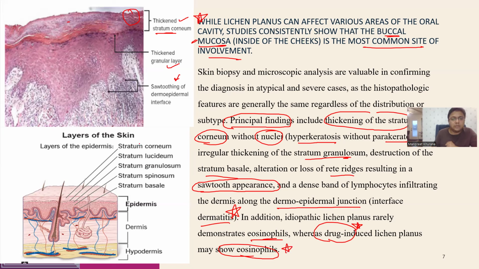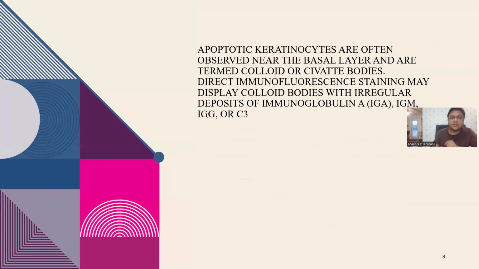What is stratum corneum? Layers of the epidermis, dermis, and hypodermis. In the epidermis, we have stratum corneum, stratum lucidum, granulosum, spinosum, and basal. Okay, so these are the layers of the epidermis. Now, apoptotic keratinocytes are often observed near the basal layer and are termed colloid bodies, or civatte bodies. Direct immunofluorescence staining may display colloid bodies with irregular deposits of immunoglobulin, which is IgA, IgM, IgG, or C3.